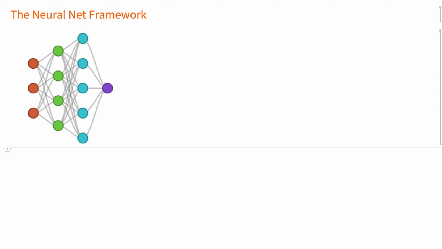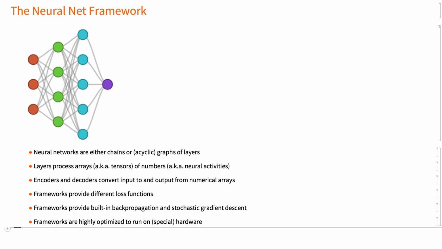The usefulness of frameworks is in the common features they provide to allow us to build and customize neural nets easily. With frameworks, we can build networks as chains or acyclic graphs of layers. The layers process arrays of numbers, kind of like neural activities. Encoders convert input to numerical arrays, and decoders convert numeric results to desired outputs like class labels or images. The frameworks provide implementations of loss functions, backpropagation, stochastic gradient descent algorithms, and so on, and are highly optimized to run on specialized hardware like GPUs.